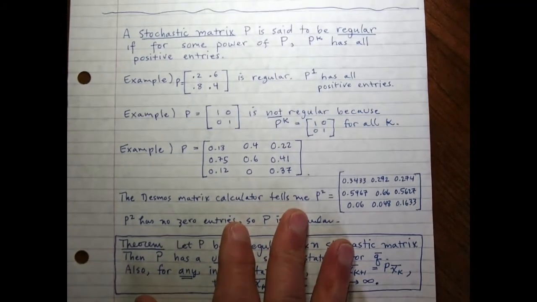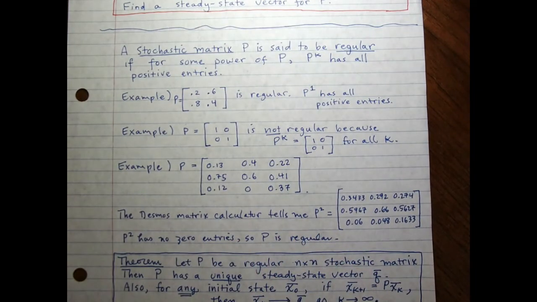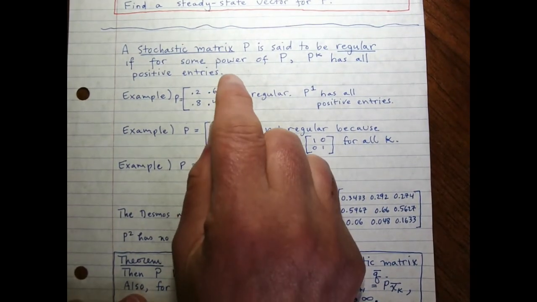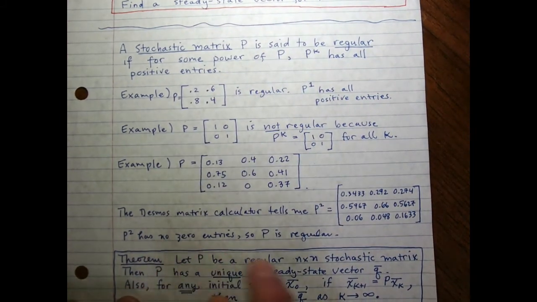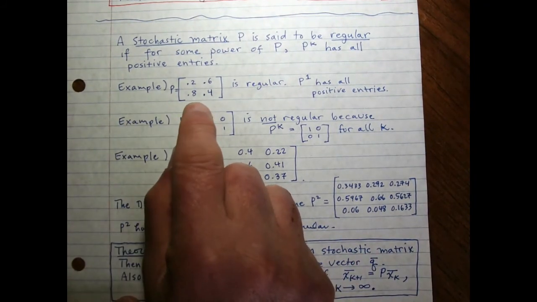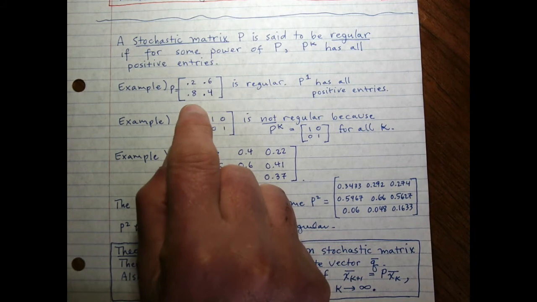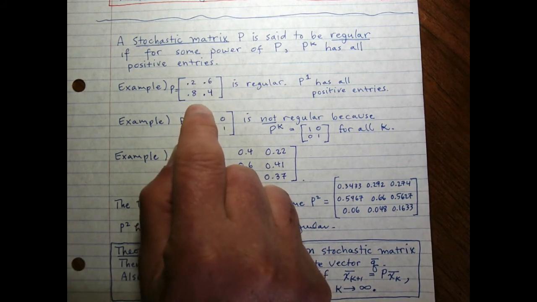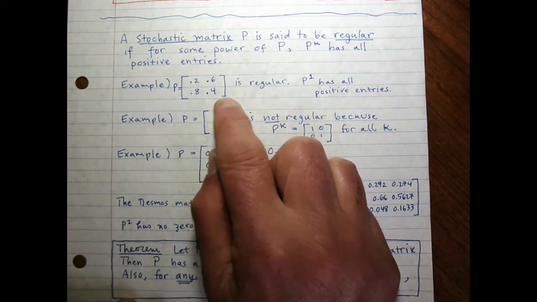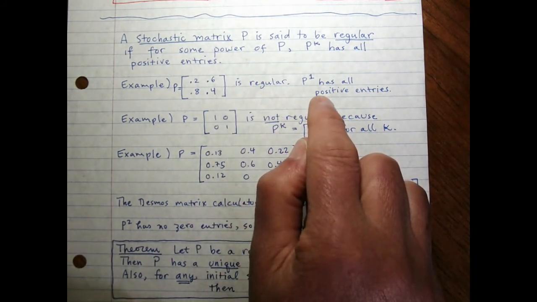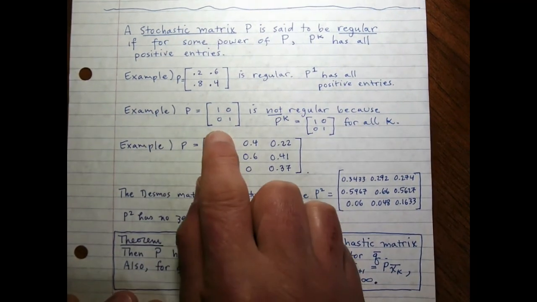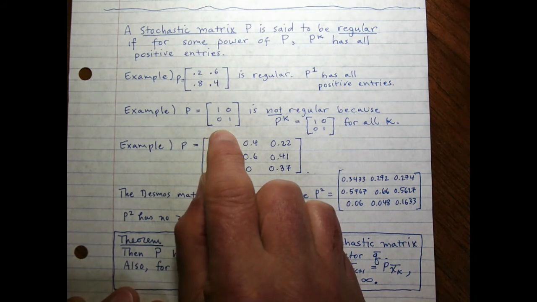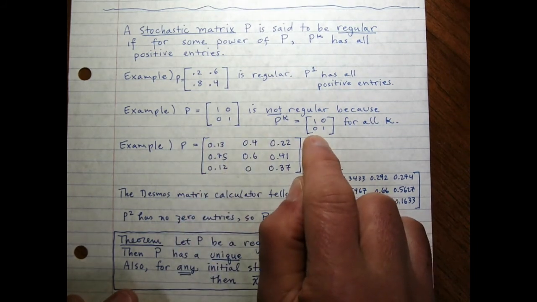So just to wrap things up here, a stochastic matrix is said to be regular if for some power k, P to the k has all positive entries. And here's an example of a regular matrix. In fact, that's the stochastic matrix from our problem. Once a power has all positive entries, all future powers will have positive entries. Here's an example of a stochastic matrix that's not regular, because P to the k equals the same matrix, 1 0 0 1, for all k.